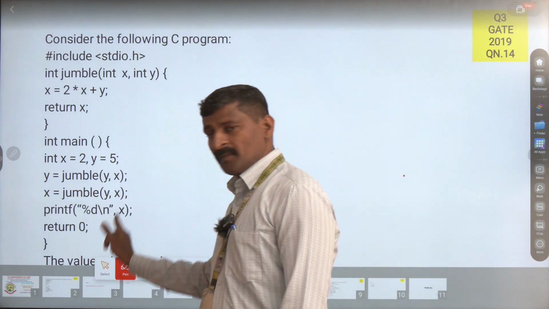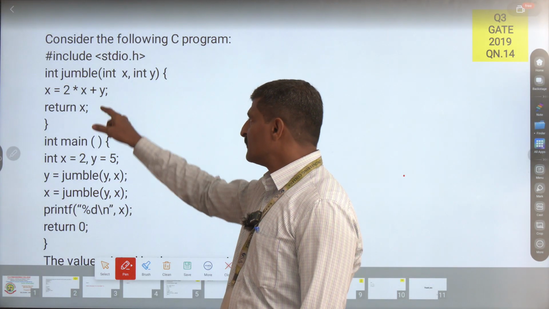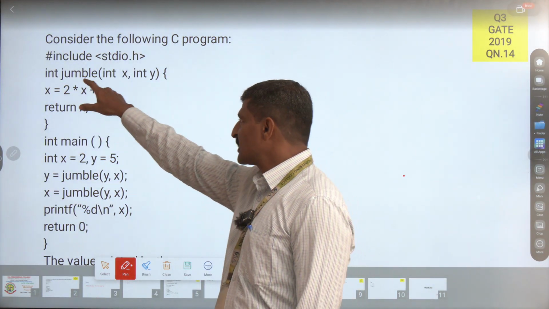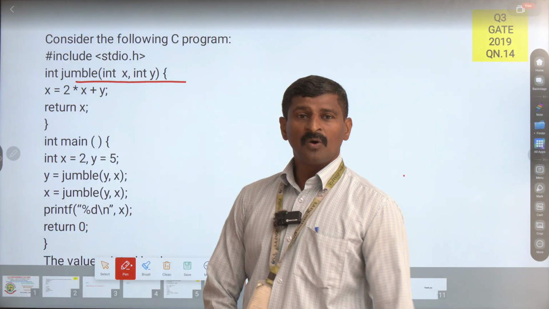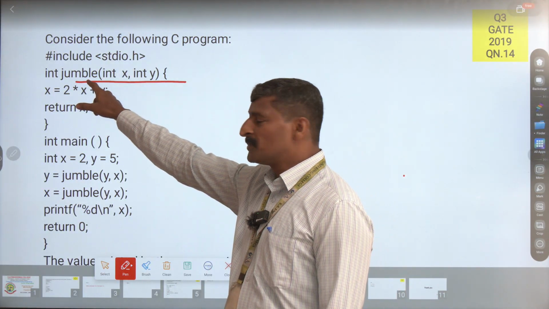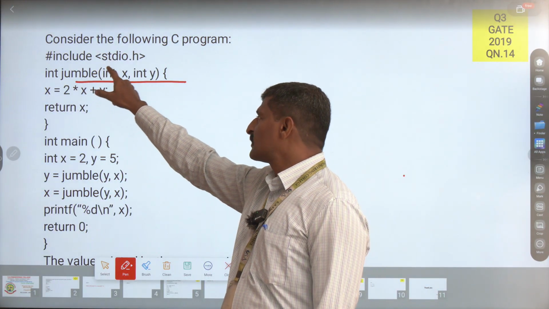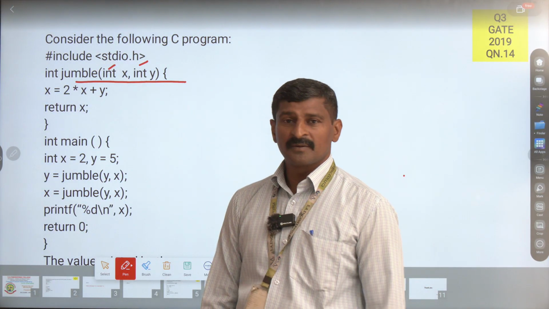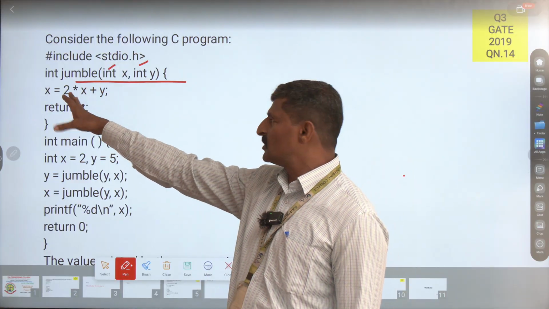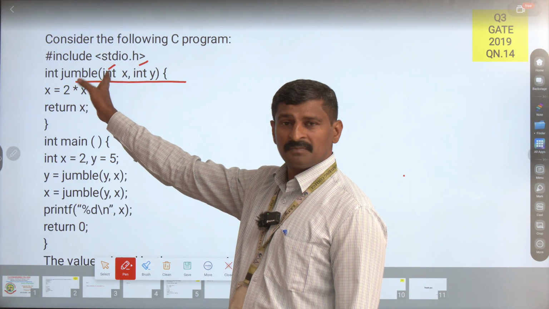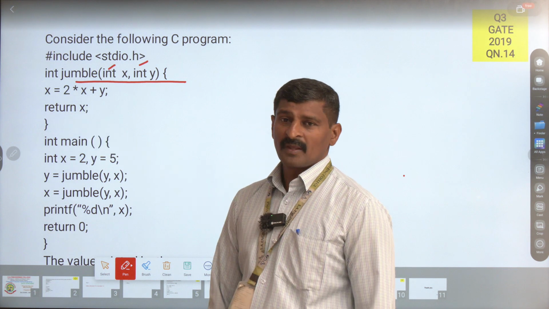Okay, we have a main function and we have a sub-function. The sub-function has two arguments. The function name is jumble. It returns an integer value and it has two arguments of type integer, integer. Then it performs some calculation: x equal to 2x plus y, and returns the value of x.